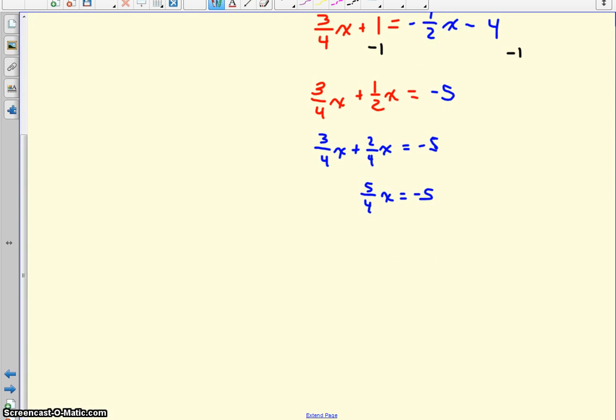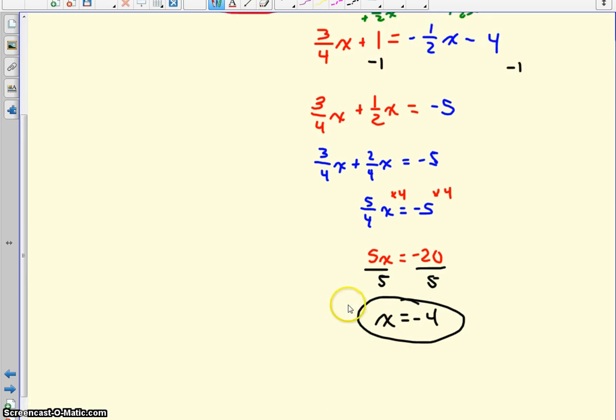Okay, so at this point I'm almost done. For x, I have a 4 in the denominator, so I'm going to multiply both sides of the equation by 4. So I'm going to have 5x over here, negative 5 times 4 is negative 20. Okay, and now I'm going to divide both sides of the equation by 5. So that gives me an x value of negative 4, which is what I saw when I had the graph out earlier anyways. Okay, so after I did that algebra, I now have x by itself. I know x equals negative 4.